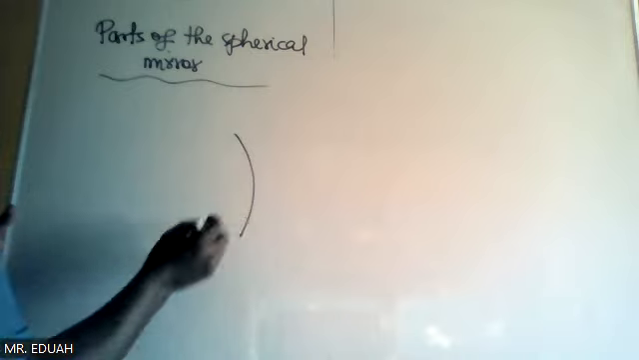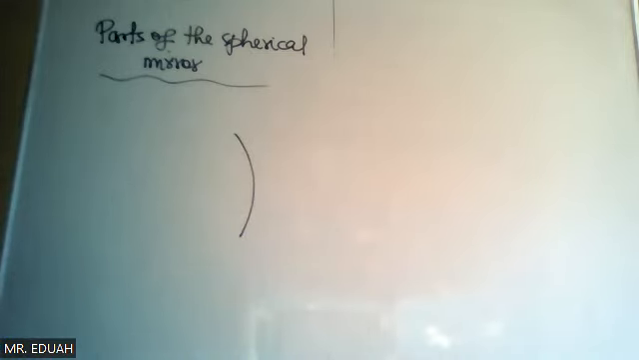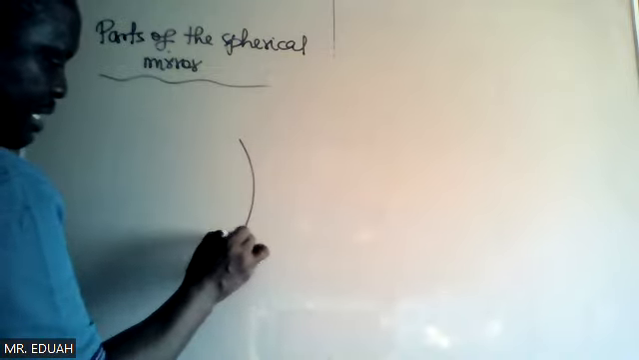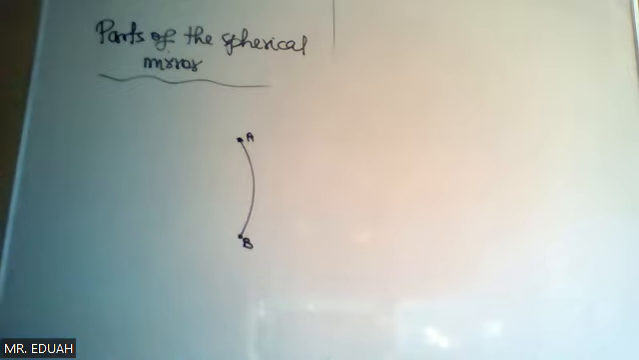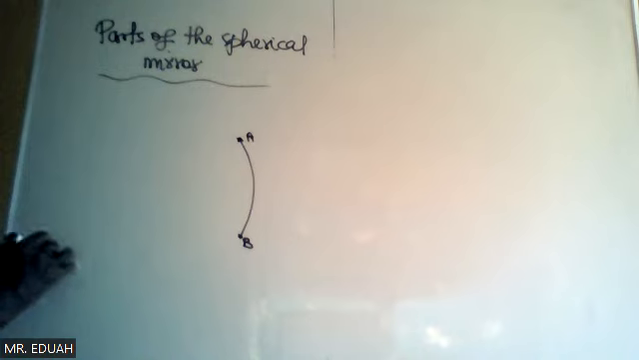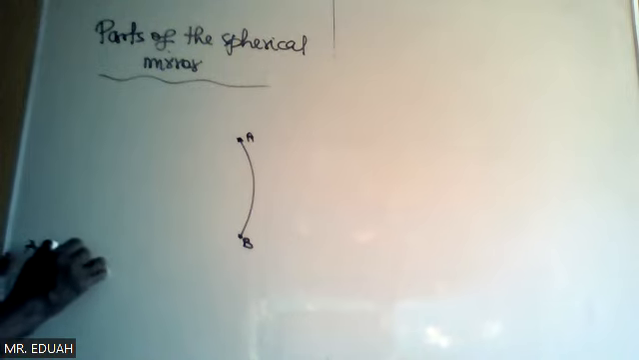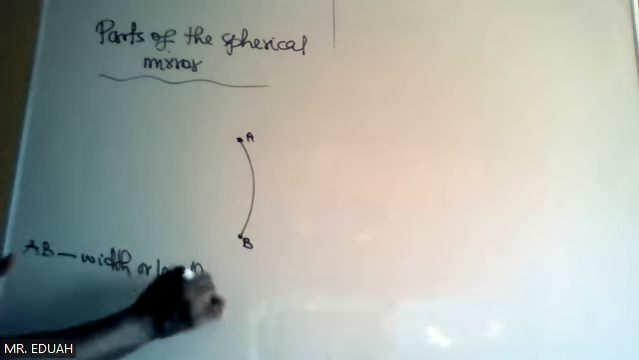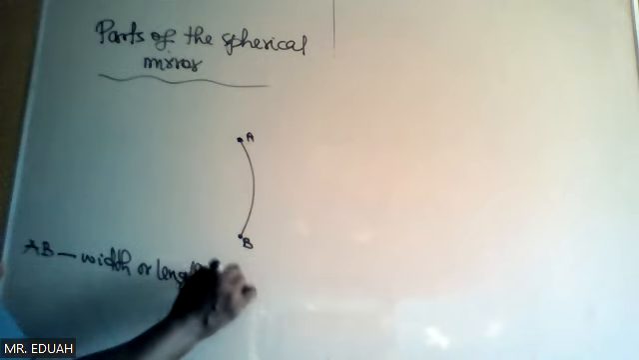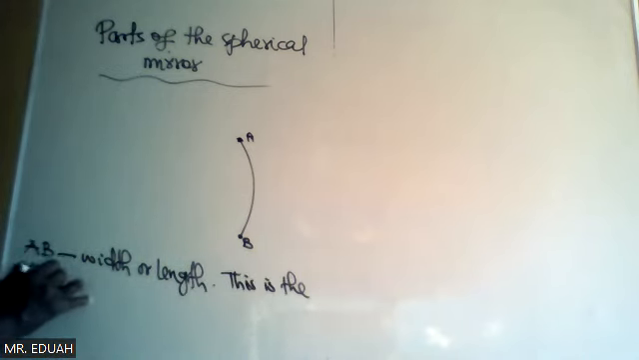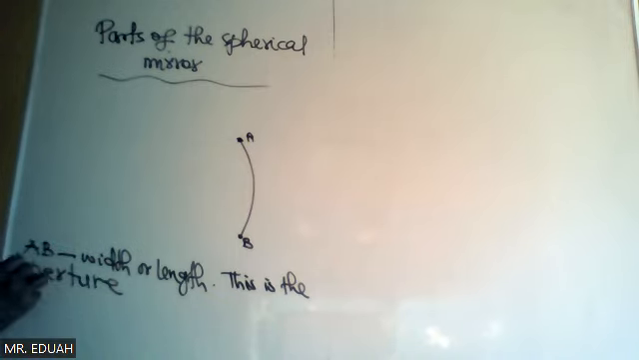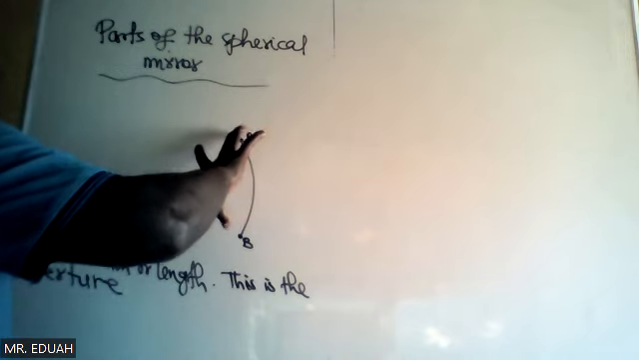So, the length of a spherical mirror, let's take this to be the length. So the length AB, or the width of the spherical mirror AB, is called the aperture, or width, or length. AB is known as the aperture. This is the aperture of the mirror. So when I talk about the aperture of the mirror, I just mean this width or this length of the mirror, AB.